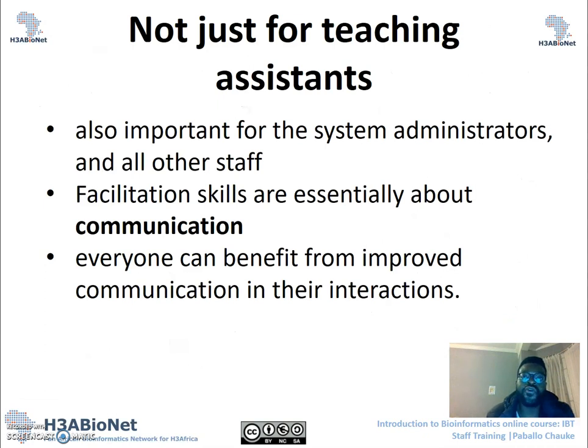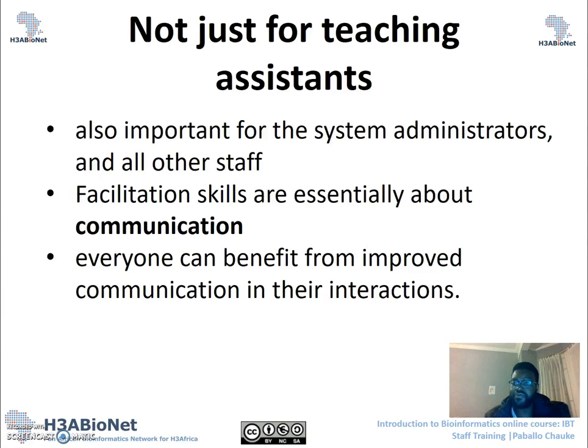So this is not just for teaching assistants. Although most of the teaching assistants are going to be the ones assisting students with practicals, it's important for system administrators and all other staff as well, because facilitation skills are about communication. So being able to not just be a public speaker, but writing, having good email etiquette, being able to answer questions in a respectful manner, being able to public speak as well.